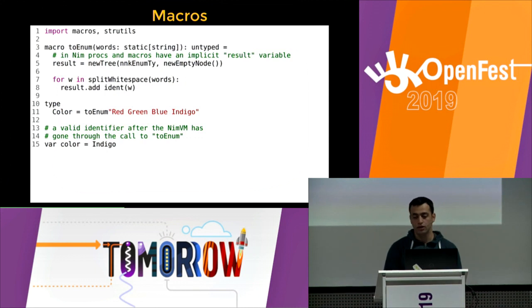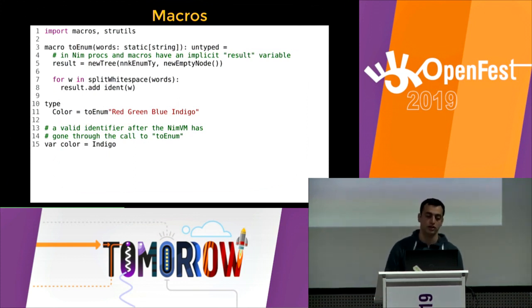And that, during compile time, takes that string, we split it by white space, and then we iterate over separate words, and we generate a new identifier, which we add to the tree AST node we have created, which is of type enumeration. So in the macro, we make a new tree AST node, we set it to have a type of enumeration, and then we add a bunch of identifiers to it. And then after this type section, where we have actually called the macro, we can use those identifiers as if they were written by hand. They're now valid code.